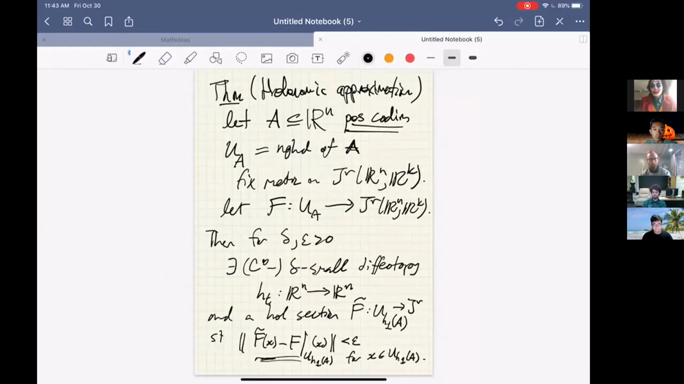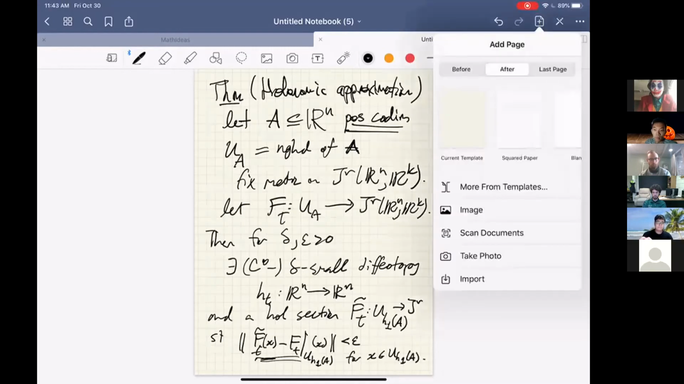And I should also say this theorem, you can apply it for families of sections. So it holds parametrically. You put T's everywhere. And the family is sort of glued together so everything works out.